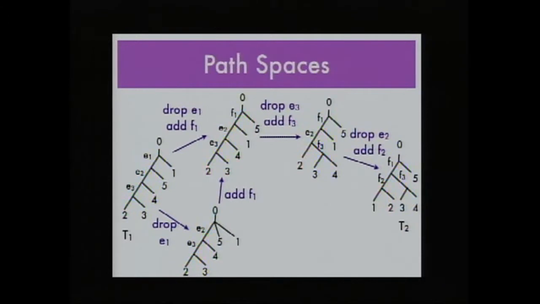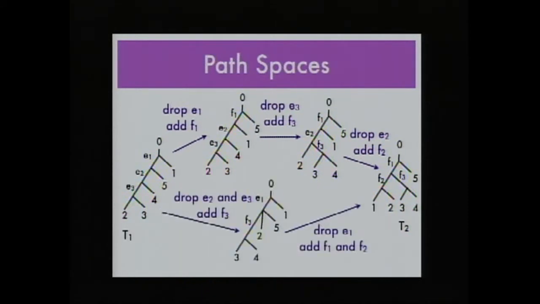But as I commented earlier, there are different ways you can do the sequence of adds and drops for these edges. It's not possible to always do it by dropping only one edge and adding one edge; there are pairs of trees where you can't do that. At some point, you're going to have to drop two edges, for example. So just to show you a different way to do it, I could have dropped E2 and E3 and added in F3, and then dropped E1 and added in F1 and F2. And you can imagine there'd be a whole bunch of different ways I can do this.